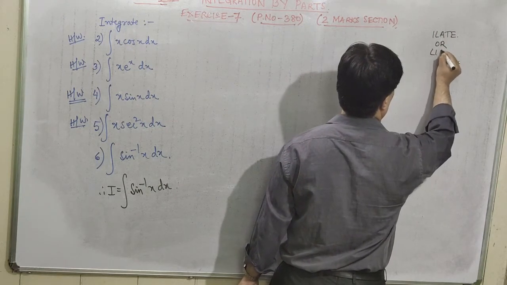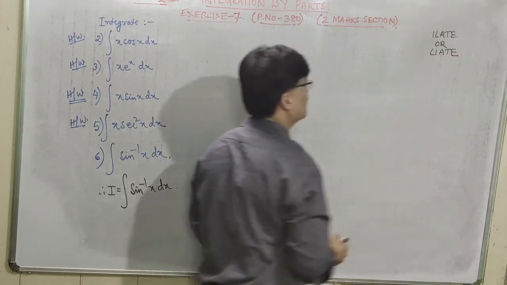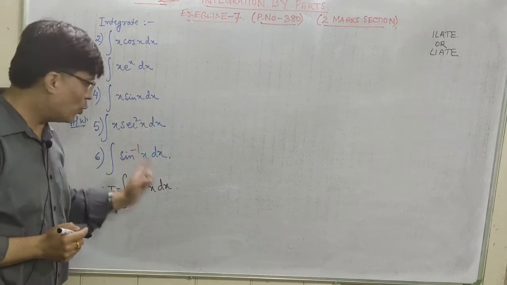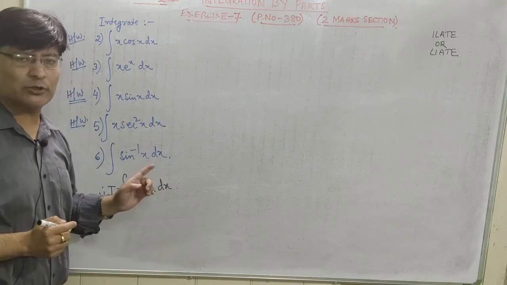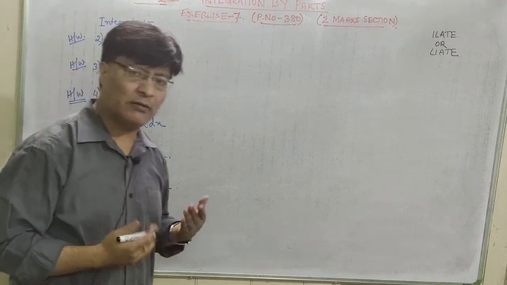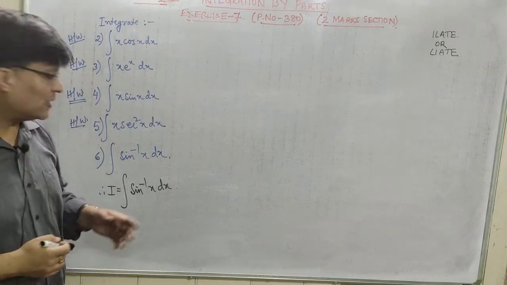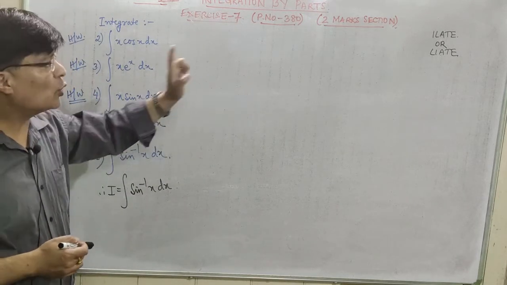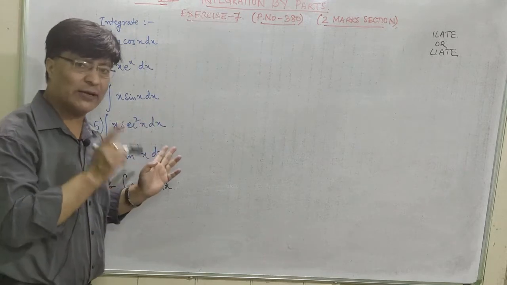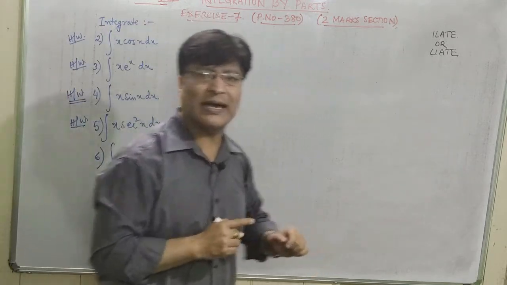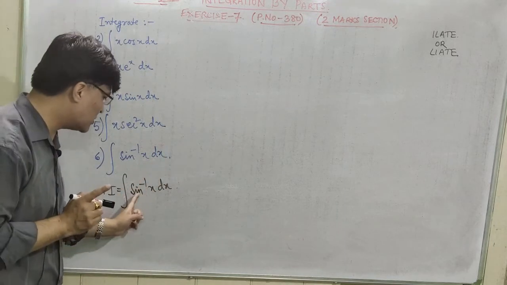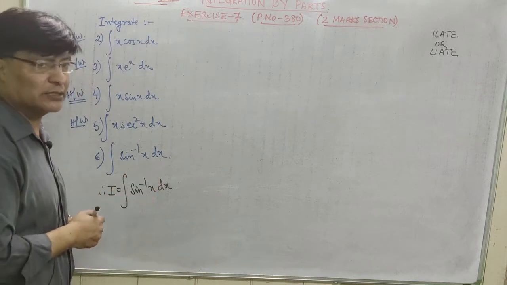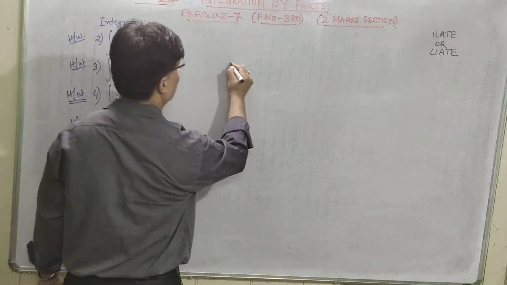or LIATE word. So you know that sine inverse x is an inverse circular function, and 1, that is x to the power 0 or e to the power 0, may be taken as algebraic function or exponential function. That is, this sine inverse x is I and x to the power 0 is A. So sine inverse x, that is inverse circular function, I comes first in the word LIATE or ILATE, isn't it? So this sine inverse x will be the first function and 1 is the second function. So you can use integration by parts. So let us use integration by parts here.